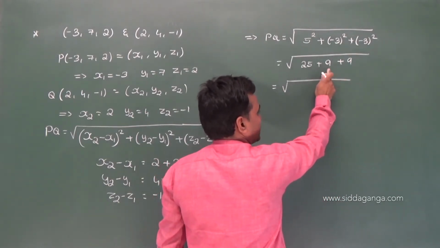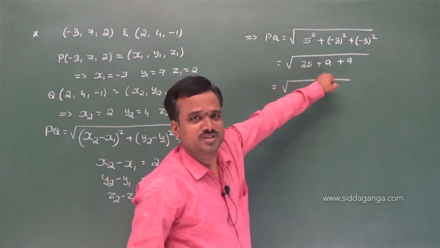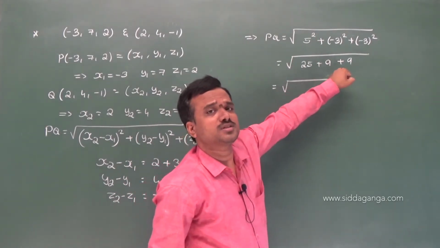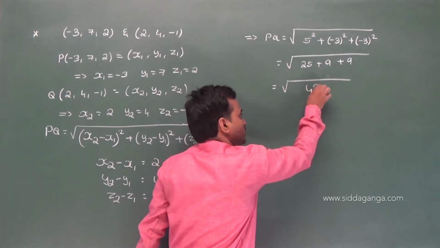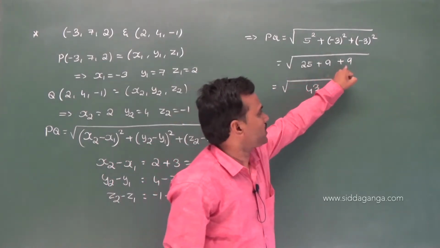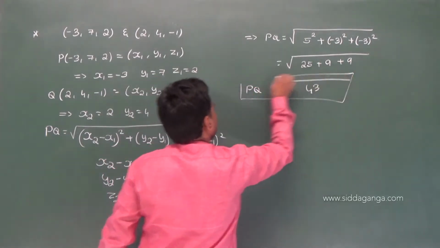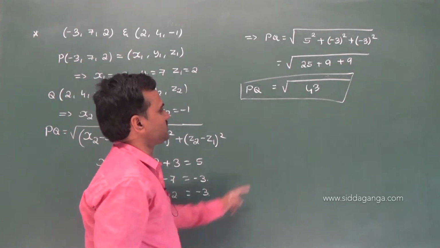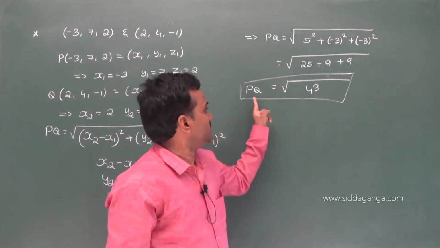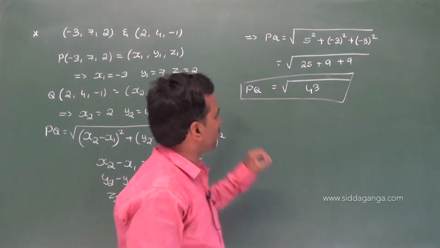25 plus 9 is how much? 34. 34 plus 9, it is 43. Correct? 25 plus 9, 34. 34 plus 9, it is 43. So that implies the distance between these 2 points is given by square root of 43. I think you clearly understand. We solve one more problem of the same type.